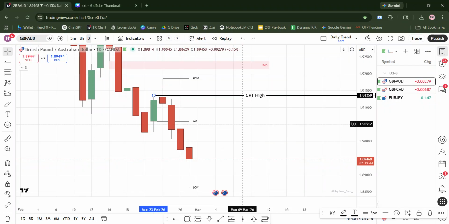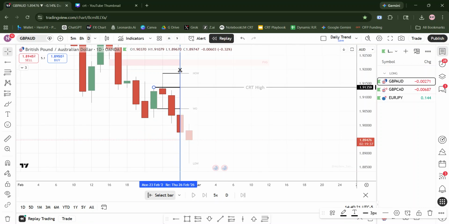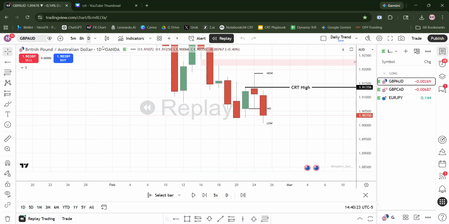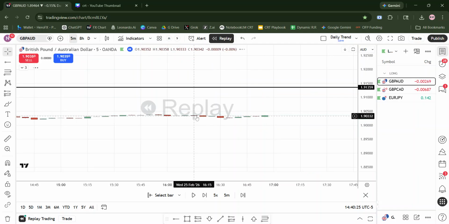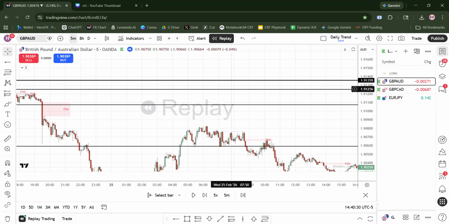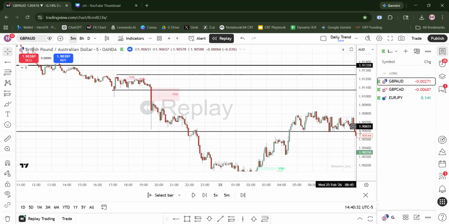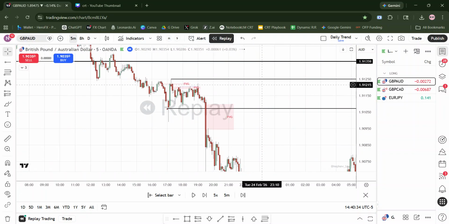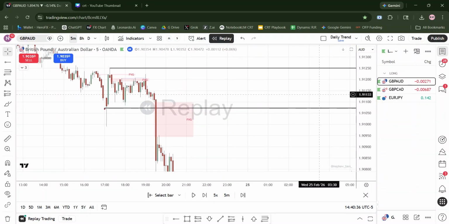So candle one was Monday, candle two was Tuesday, candle three was Wednesday. So we're going to do the replay on Wednesday. We take our entries on the 5 minute chart. And the price action that we're looking for, again, is price has to close below the low of our entry candle if we're short.